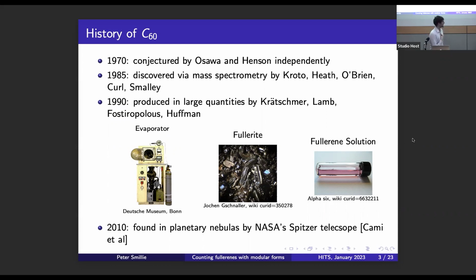And people were very excited about it around this time. It started turning up all over the place. In particular, in 2010, it was found in outer space, in planetary nebulas.